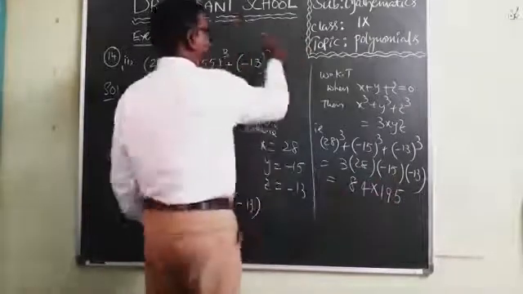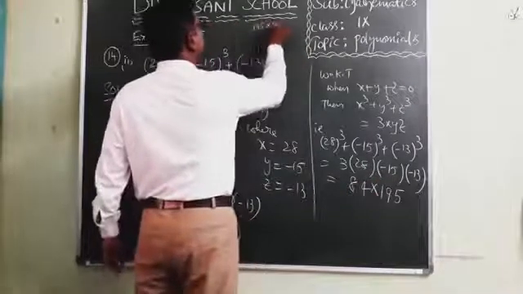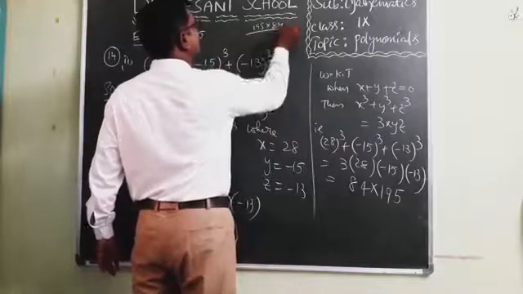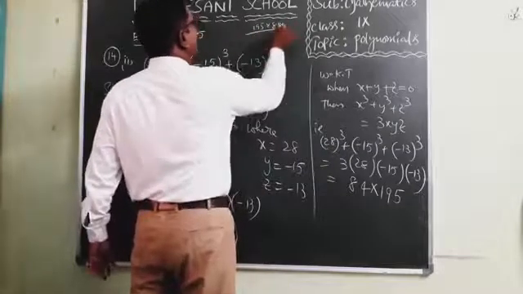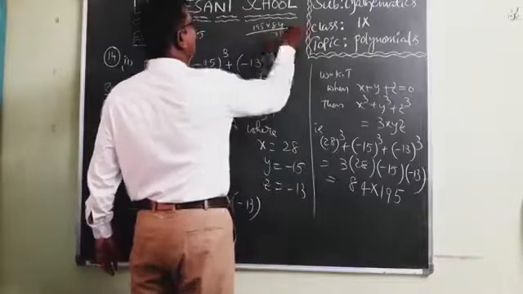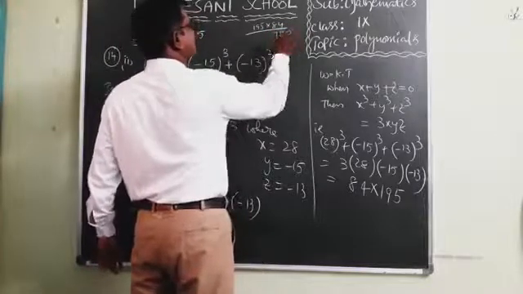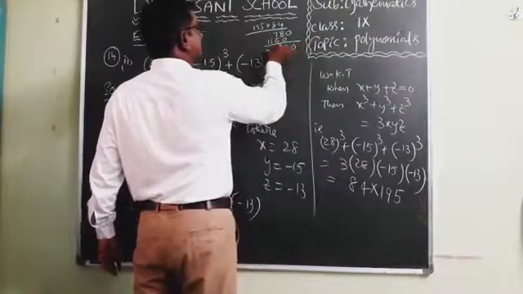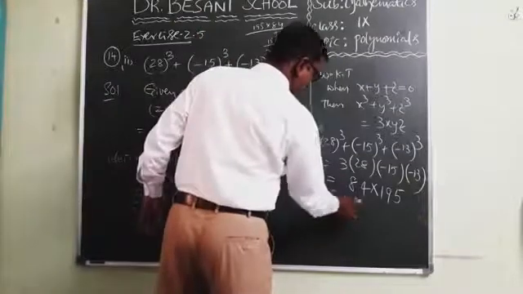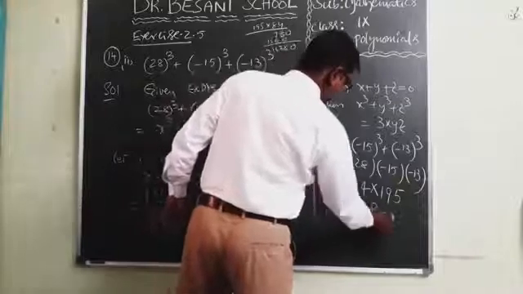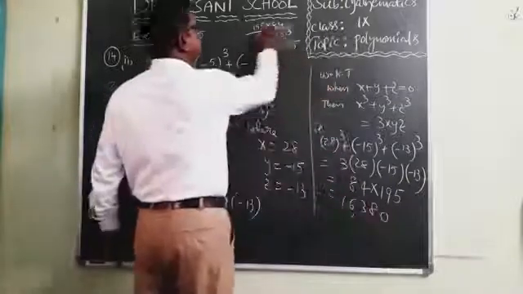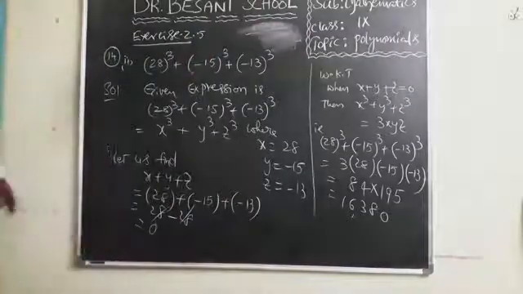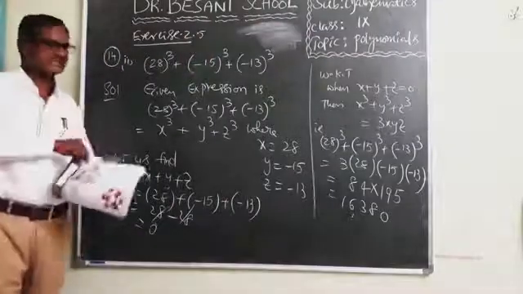So 195 into 84 gives 16,380. So what we got, children? 16,380. Let us verify whether it is right or wrong with the textbook answer.